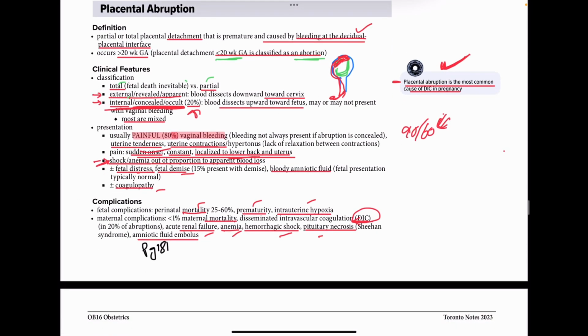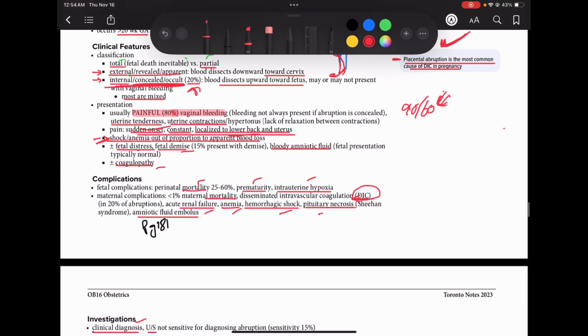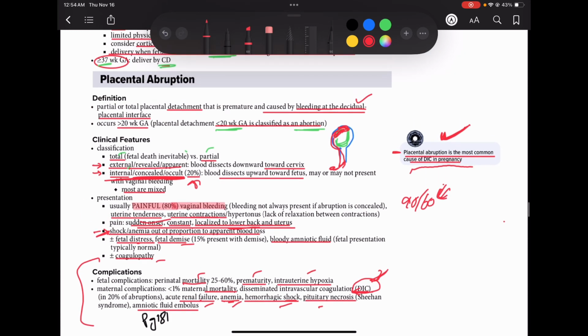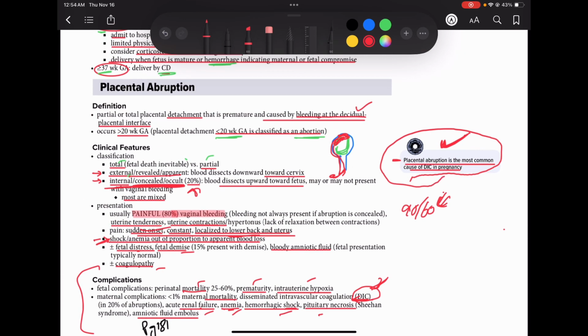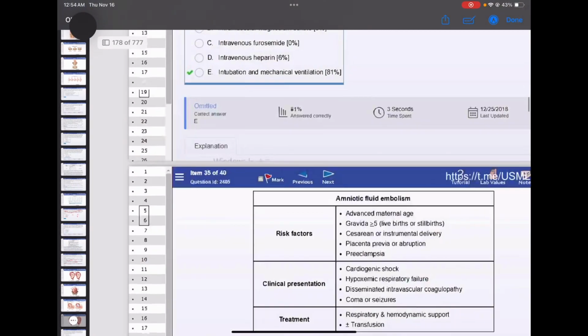Oh, placental abruption. So in placental abruption, we read some complications right here. Renal failure, anemia, hemorrhagic shock, DIC. So DIC, placental abruption is the most common cause of DIC in pregnancy, and amniotic fluid embolus. So for that, I do have a scenario.